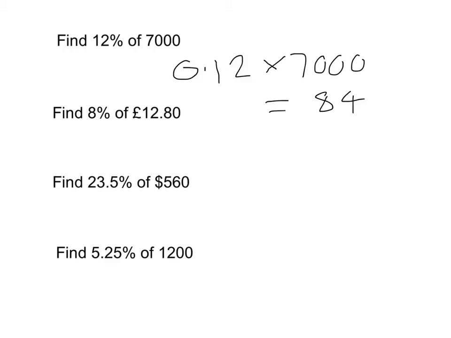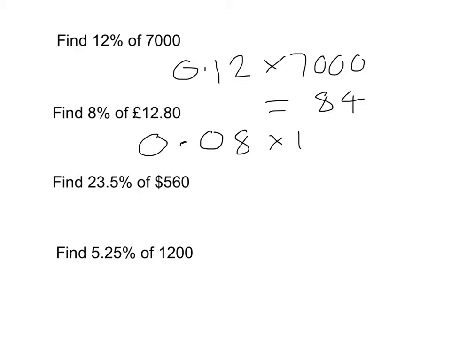Right, 8% of £12.80. Well, we have to be careful with 8%. It's very tempting to write in 0.8. But 0.8 is equivalent to 80%. 8% is less than 10%, and 10% would be 0.1, so it's in fact 0.08. So watch out for that, that's a common mistake, to use 0.8.